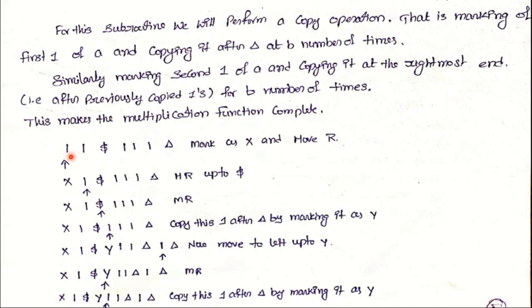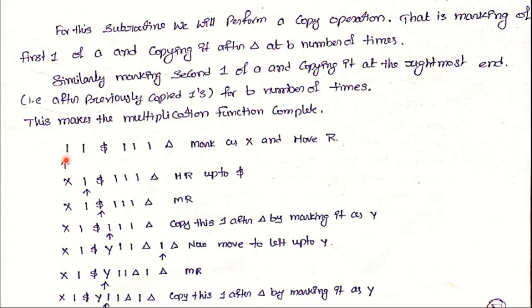So A value 2 is represented in unary with 2 ones, and B value 3 is represented in unary, that is 3 ones. So in between A and B we are indicating some symbol, that is dollar. Before the dollar, all the ones belong to the variable A. After the dollar and before the end of the tape, all the ones belong to the input variable B. So in this manner, now we consider the first one from the A value and mark it as X.